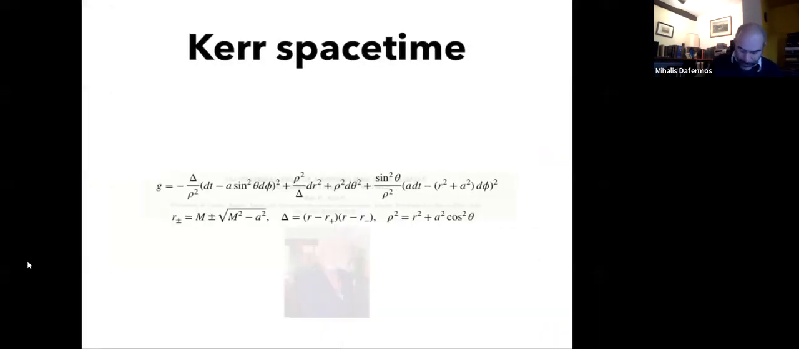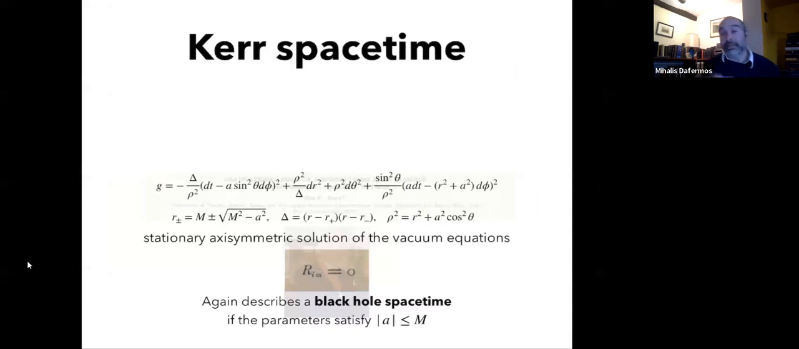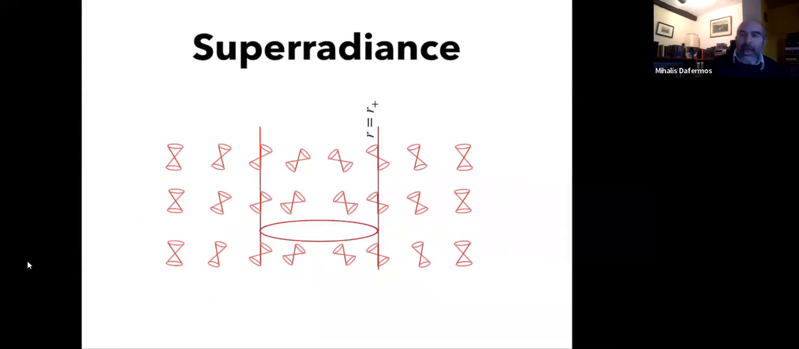But of course, we're also interested in understanding the stability of the Kerr family more generally. And it turns out that there's an additional feature of the Kerr family, which in some sense is the reason why proving things about Kerr becomes more difficult. And this feature is the so-called phenomenon of superradiance. So let me just try to give you a little taste of what this phenomenon of superradiance is.